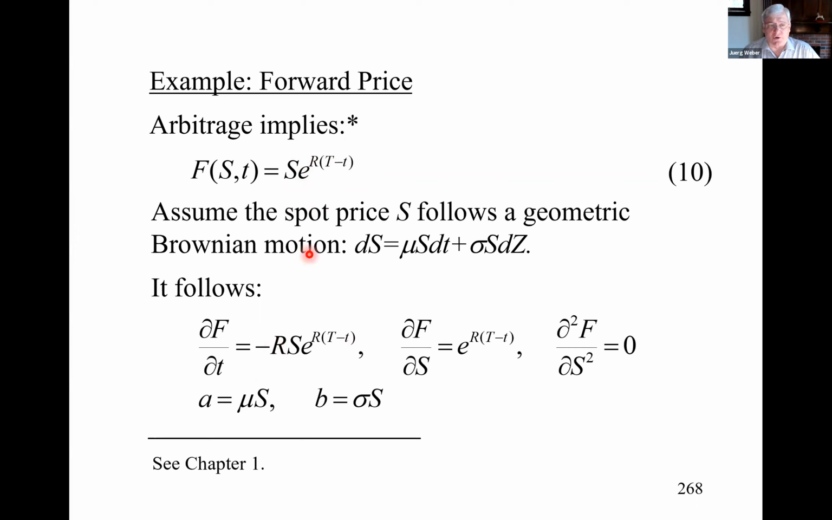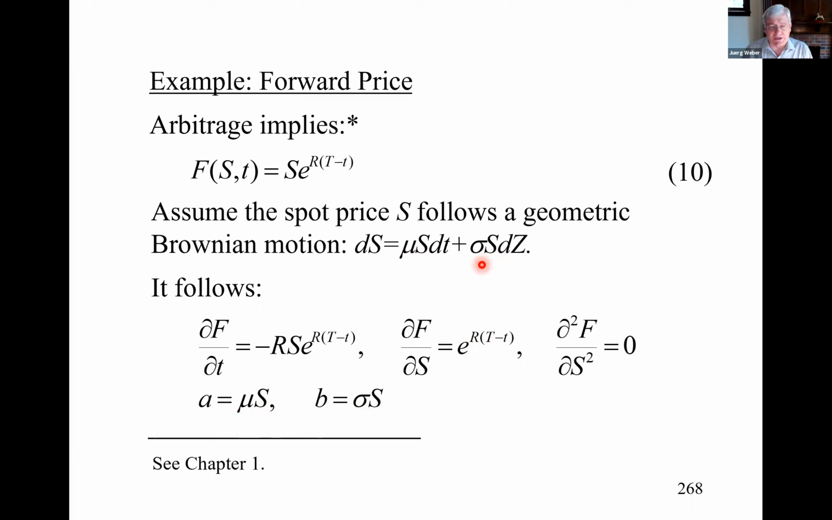Now the derivative with regard to s matters. That's not just the e to the power. And the second derivative with regard to s is 0, because the s is no longer here. There are no further changes here when s changes. So we get a 0 for the second derivative. So mu s, that's the a here of the geometric Brownian motion, that's the drift. And the b in the Ito equation will be the sigma s.